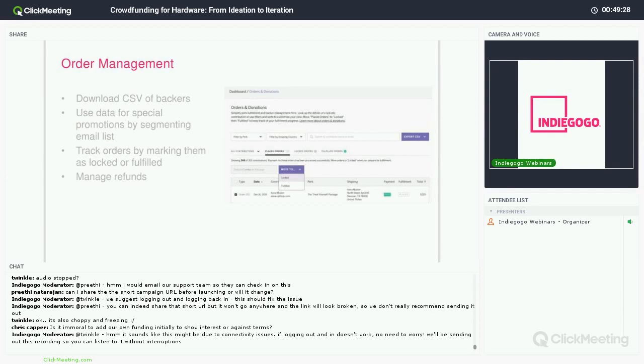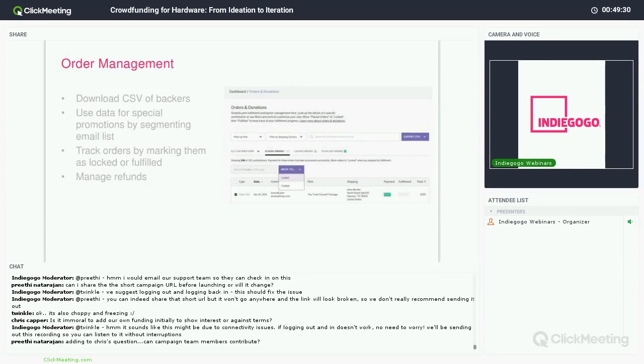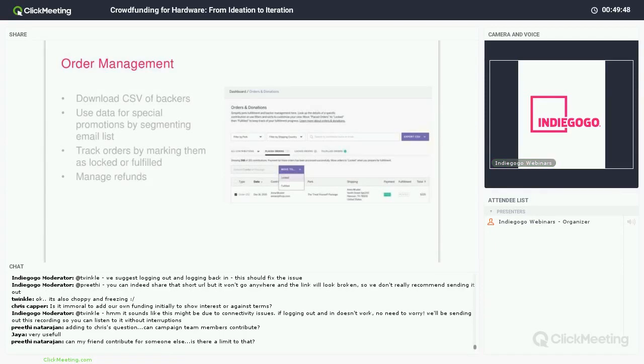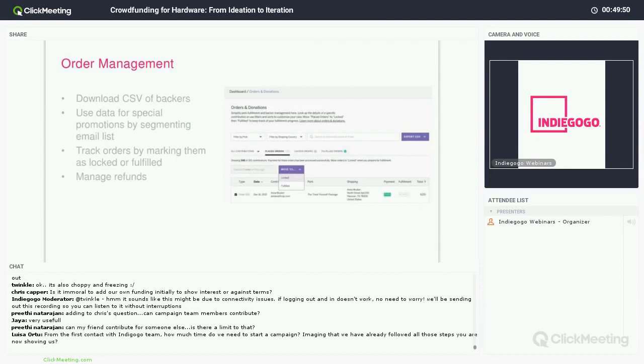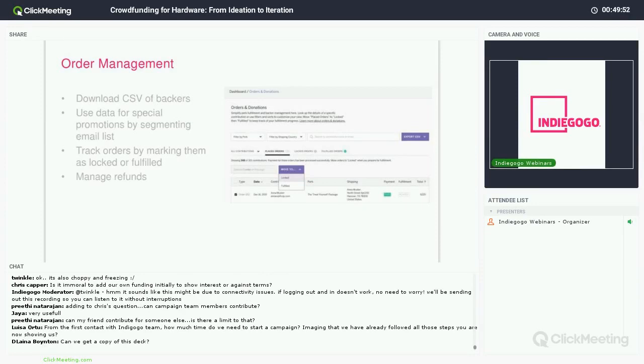You also have access to an order management system, which is very powerful. You can download a CSV of all of your backers, and you can use that data for special promotions by segmenting your email list. You can filter it based on the perk someone has claimed. So if you want to try to upsell a little bit, you can find everyone who claimed one perk and then offer those people a secret perk for some special add-on. You could also manage your refunds on this page.